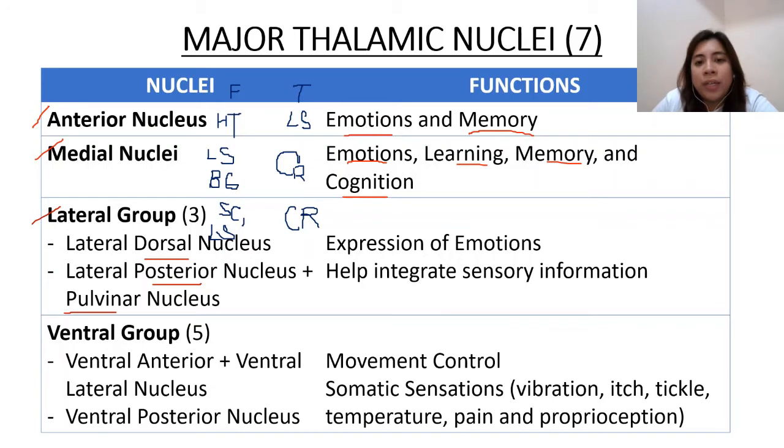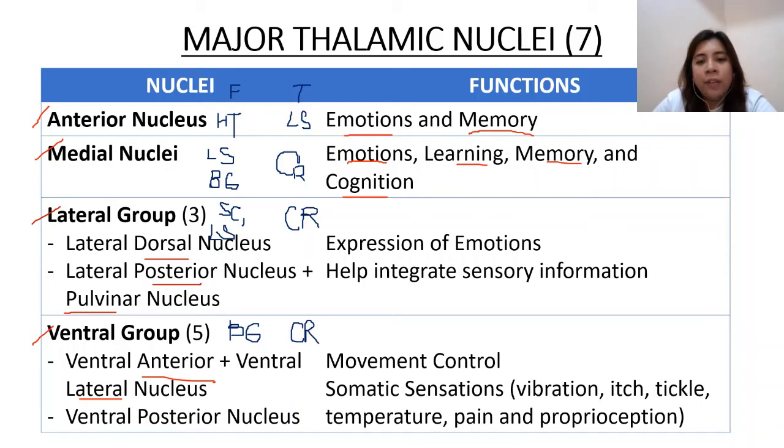So, lateral dorsal is for expression of emotions, while both the lateral posterior and pulvinar nucleus are for integration of sensory information. Okay, now let's proceed to the next one. You have your ventral group consisting of 5 different nuclei. So you have here your ventral anterior and your ventral lateral nucleus. These ones receive input from your basal nuclei. Basal nuclei, by the way, is another name for your basal ganglia. Those can be interchanged. And it sends it towards your cerebrum.